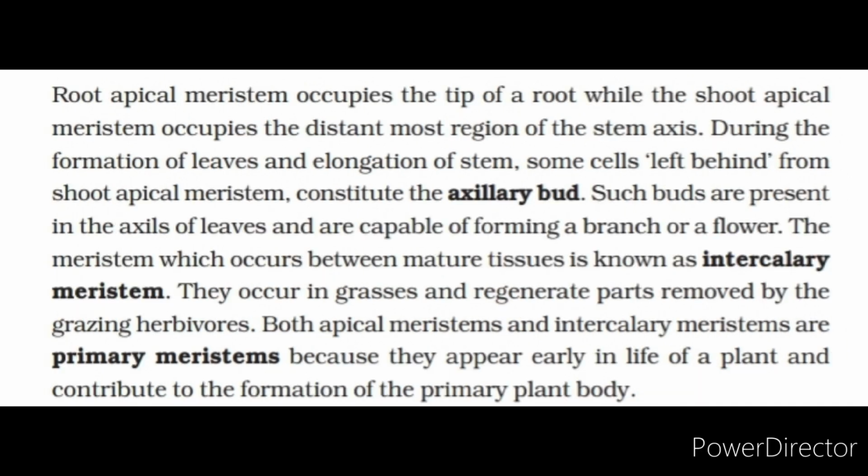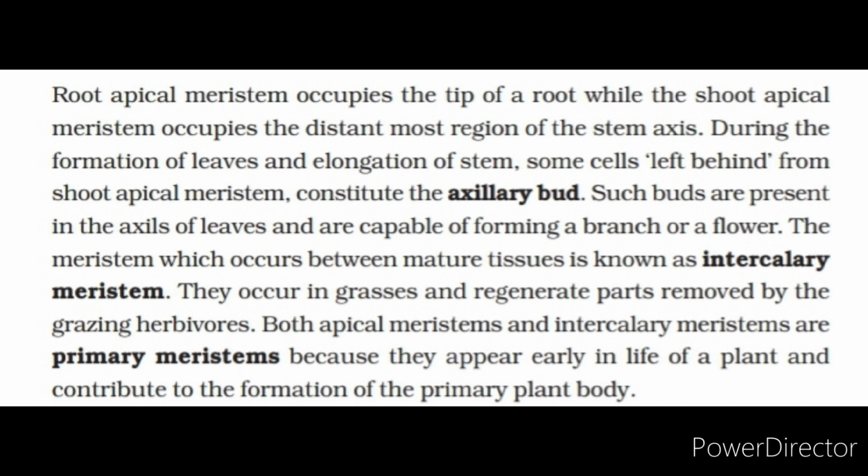Root apical meristem occupies the tip of a root while the shoot apical meristem occupies the distal-most region of the stem axis. During the formation of leaves and elongation of stem, some cells left behind from shoot apical meristem constitute the axillary bud. Such buds are present in the axils of leaves and are capable of forming a branch or a flower. The meristem which occurs between mature tissues is known as intercalary meristem. They occur in grasses and regenerate parts removed by the grazing herbivores.